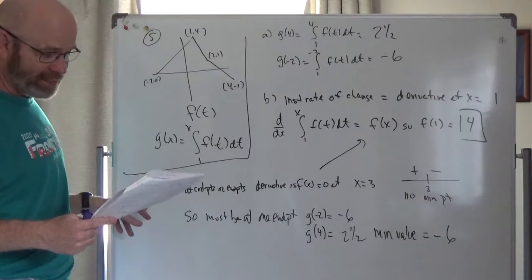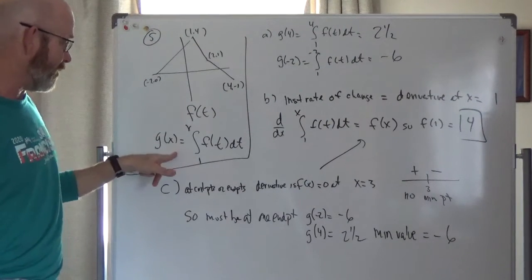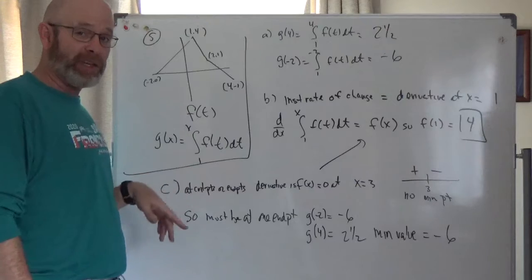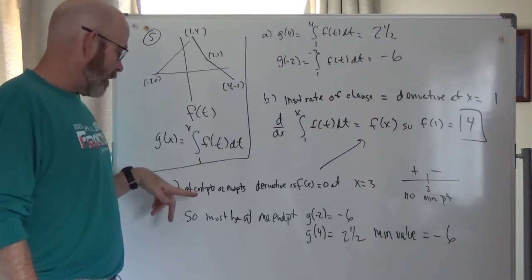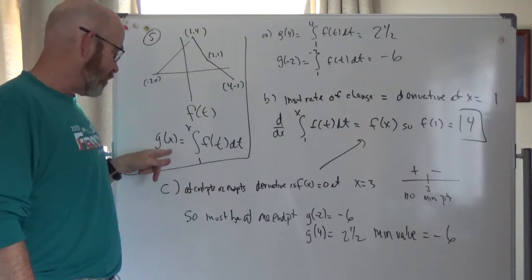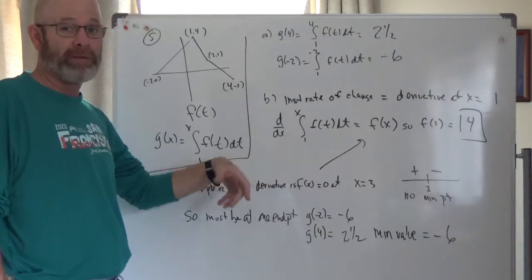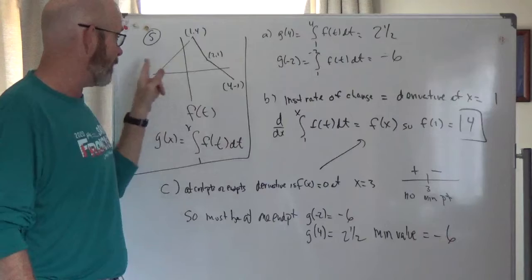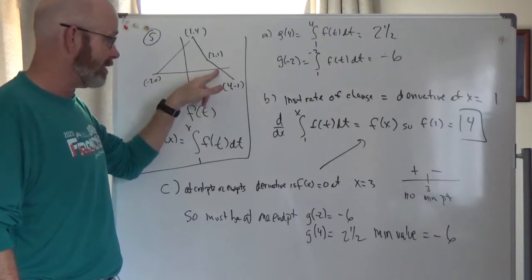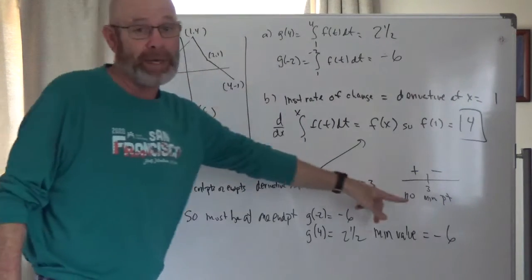And then part C says find the absolute minimum value of g. So for the absolute minimum value of g, I need the derivative. So I took the derivative of g, which I just did up here, remember, which is just f. So I want to find out when my derivative is equal to 0. My derivative is f, which is this. It's equal to 0 right here at 3.